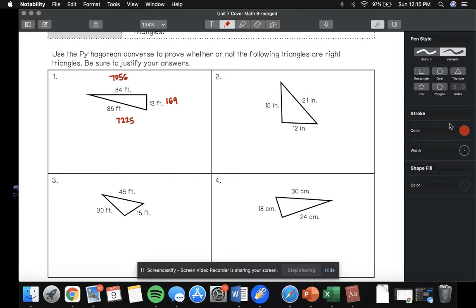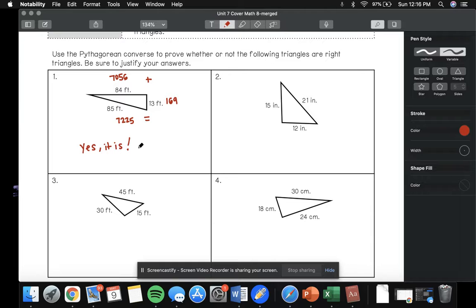7,225. And the definition of the Pythagorean theorem is, if we add these legs together after we square them, it should equal my hypotenuse squared. So we're going to test that. Does 7,056 plus 169 equal 7,225? Yes, it does. So yes, it is a right triangle.